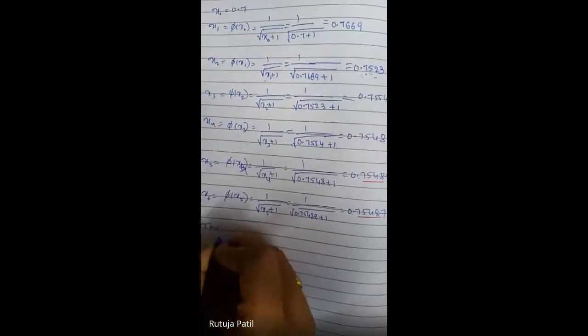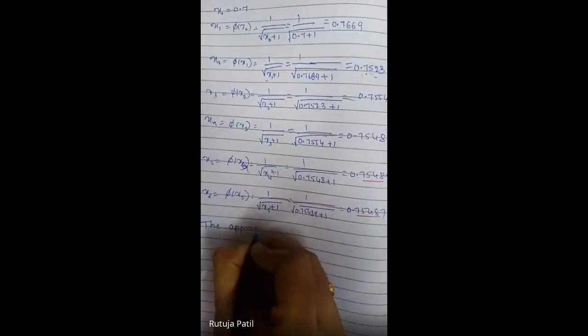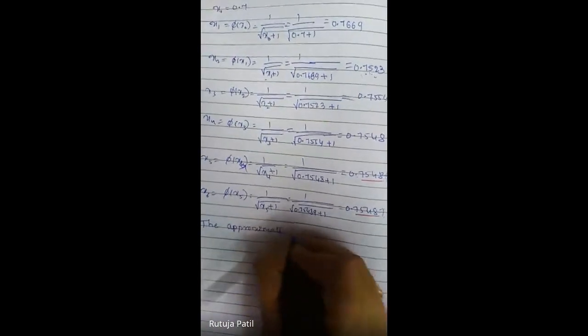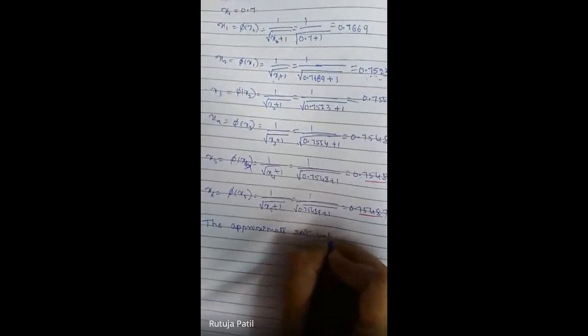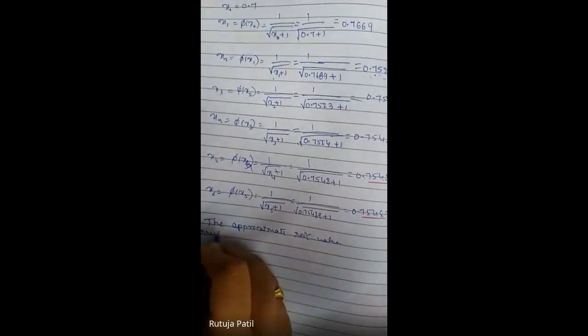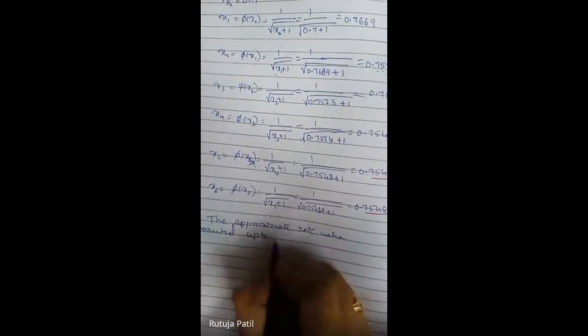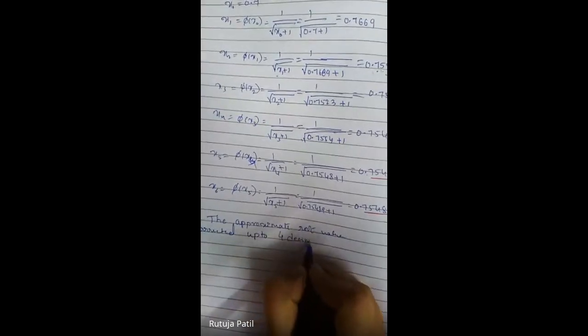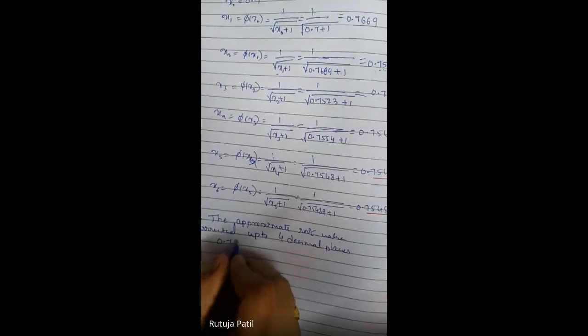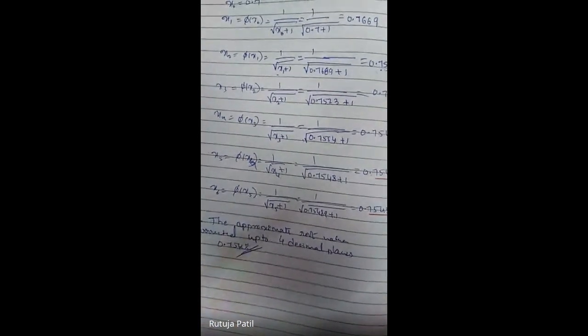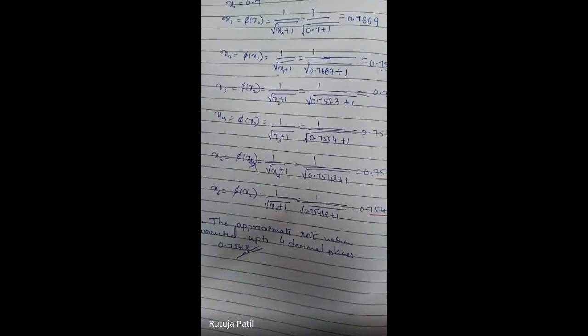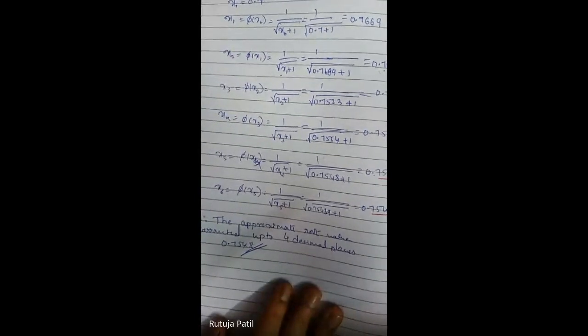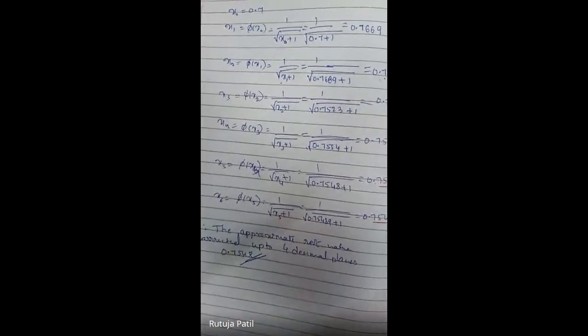the approximate root value corrected up to 4 decimal places is 0.7548. Okay, so this is how we calculate the root value using the iteration method.